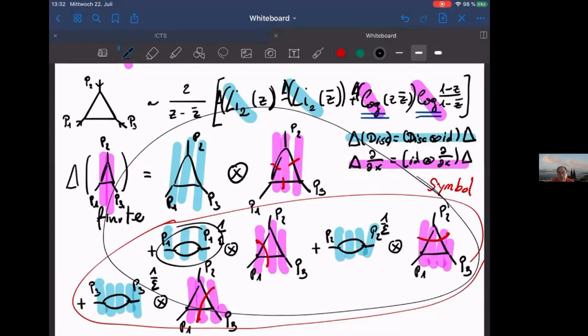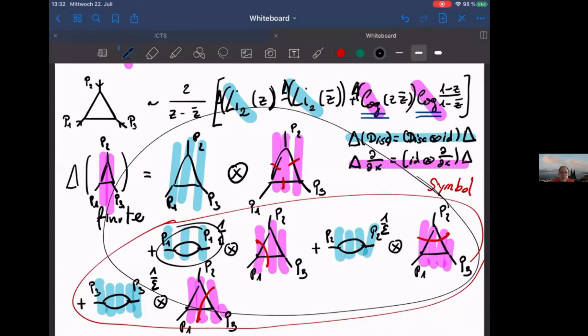So the Symanzik polynomials are the integrand of something. I don't know at this point how you translate the statements about the coaction, which is a statement about the integrals, into a statement about the integrands. But it's a very good question, but I don't know the answer.